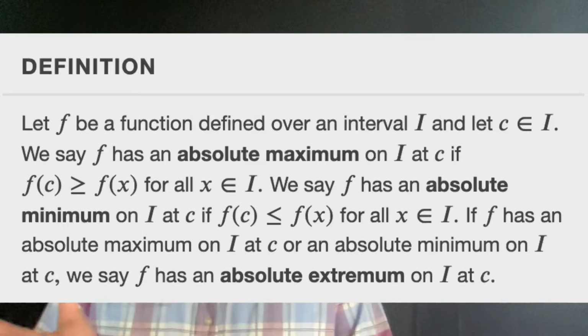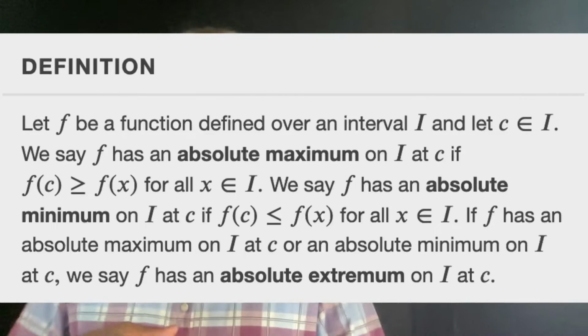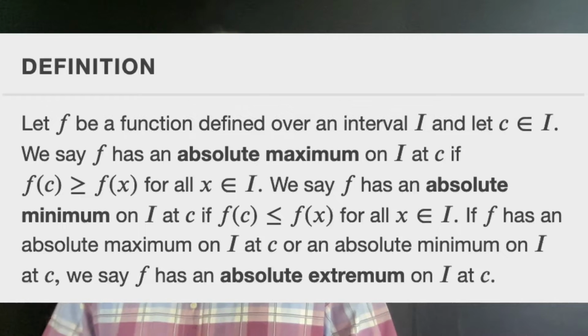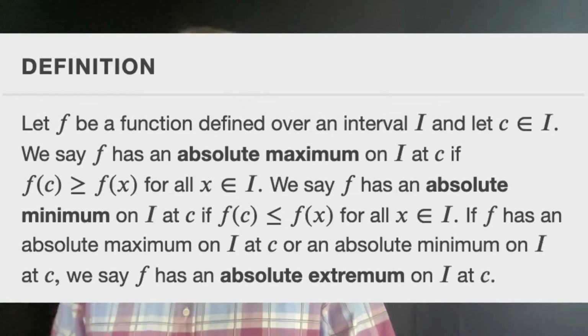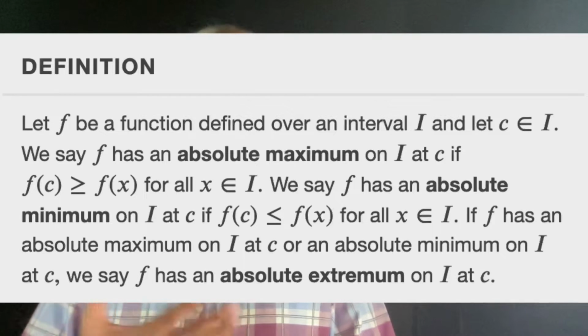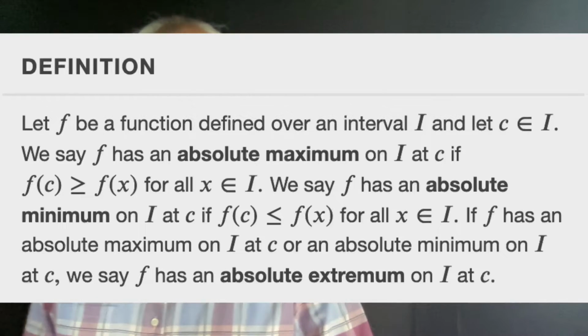And then the absolute minimum is saying the opposite. When you put c into the function, it's going to be less than or equal to any other x that you put into the function. So if it's a maximum or a minimum, we'll call it an extremum.